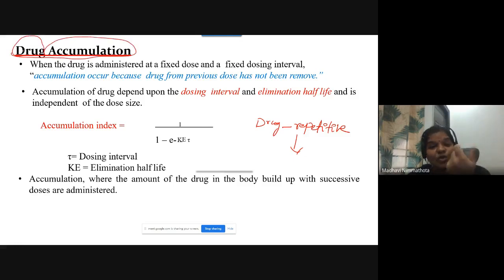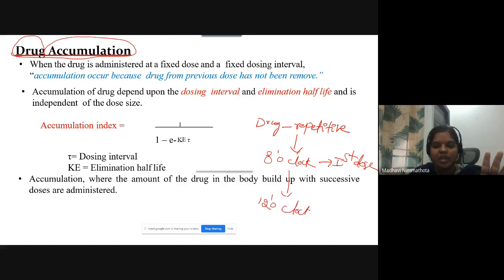In which cases will we get this accumulation? Suppose you want to take a drug early morning at 8 o'clock. This is the first dose, and the second dose of the drug will be at 12 o'clock, just for example. So when you want to take this second dose, you have to clear out the whole first dose of the drug. Otherwise, what is going to happen?